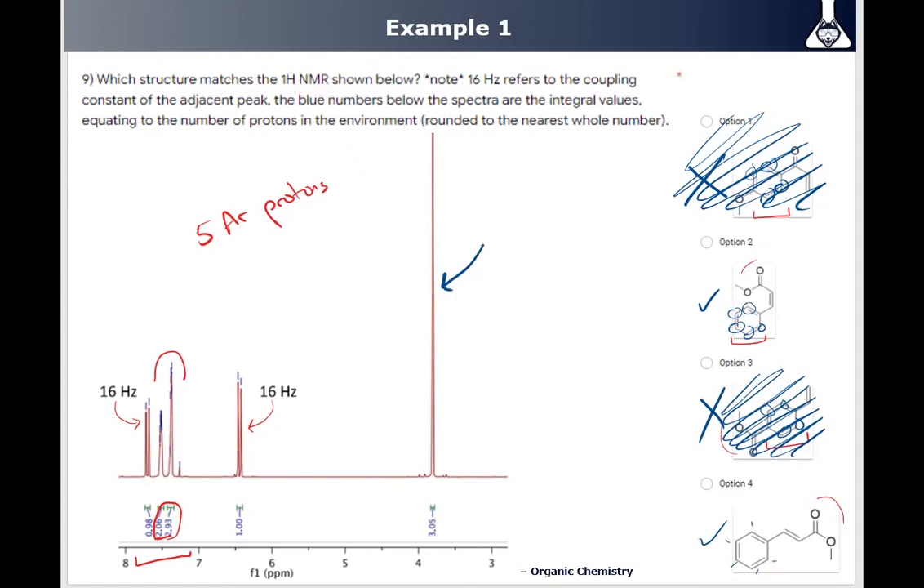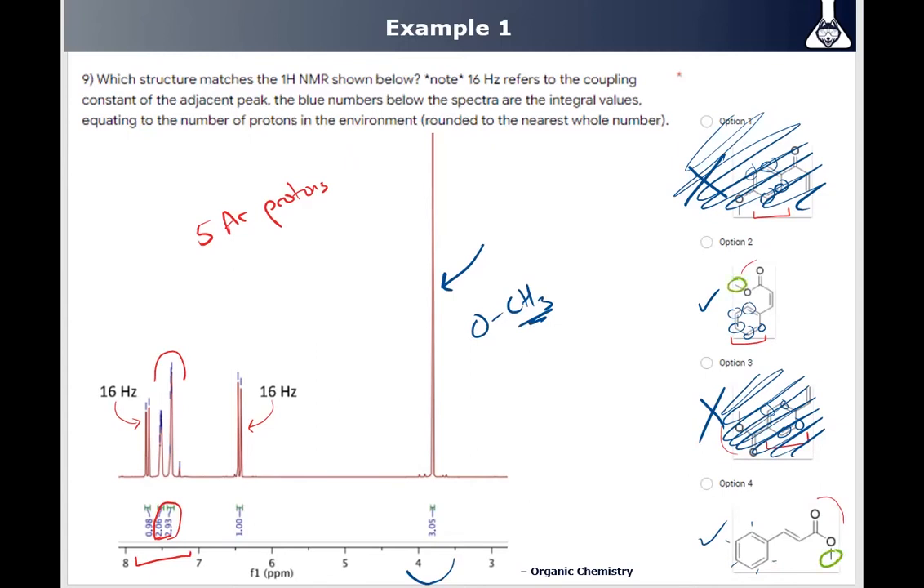That's going to be a methyl group, and it is between about 3.5 to 4. That's typically something that looks like this. Do we have that? Yes, we do. We have that in both of these. We have this methyl ester here and that methyl ester here.